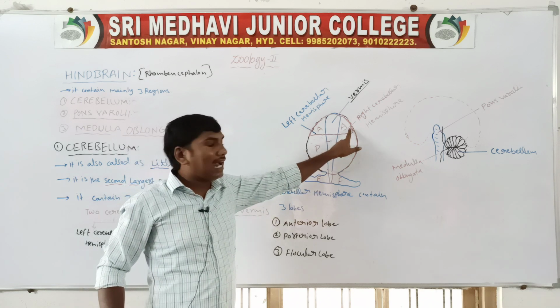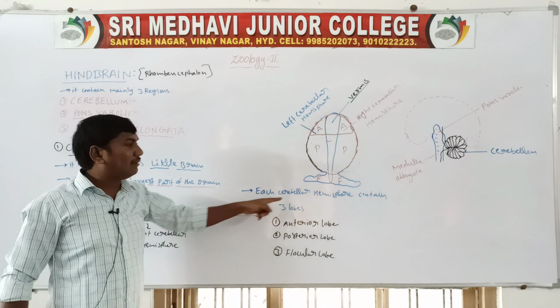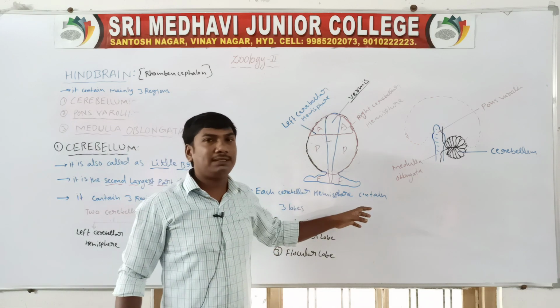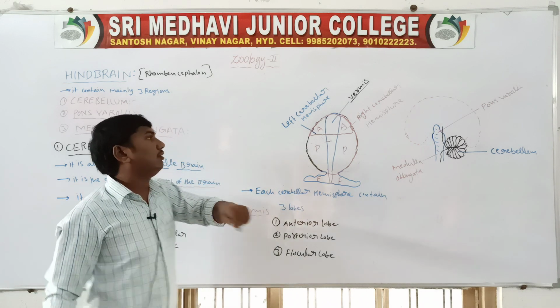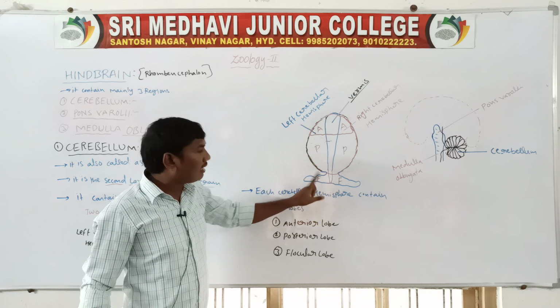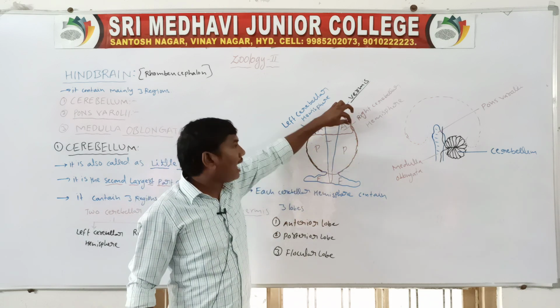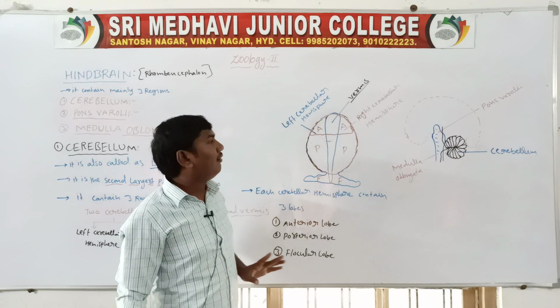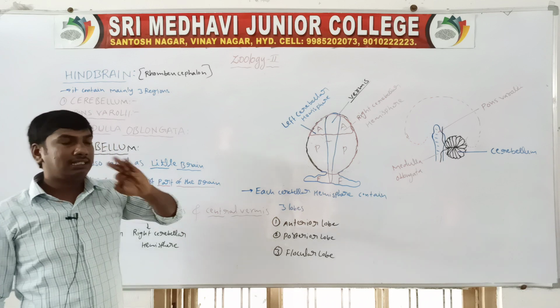So each cerebellar hemisphere contains three lobes: the anterior lobe, the posterior lobe, and the floccular lobe. The same applies to the right cerebellar hemisphere.